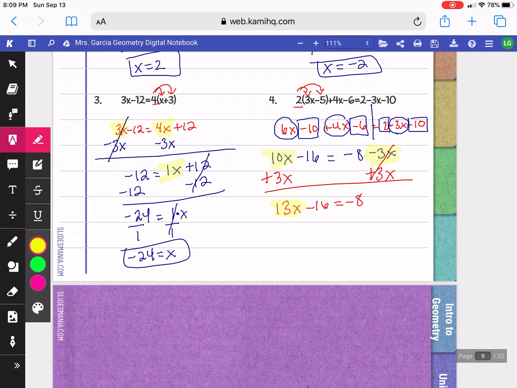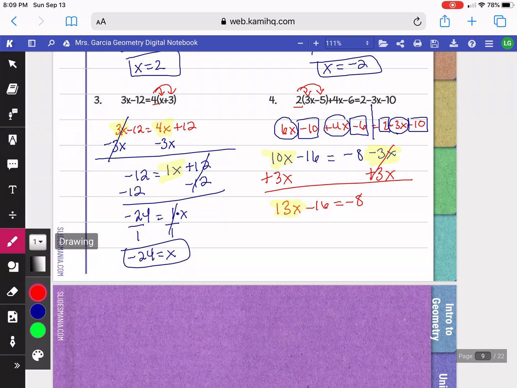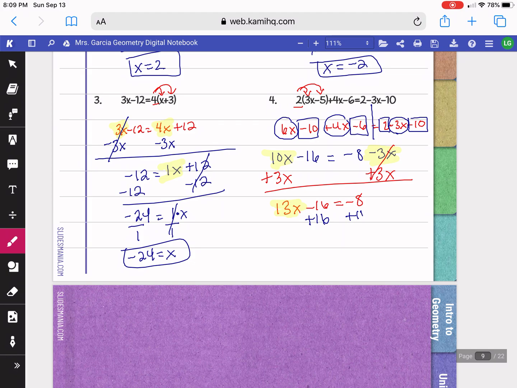Now I can see that 13 is attached to the x. So I need to undo the minus 16. And I would do that by adding 16 to each side. Then I'm left with 13x equals negative 8 plus 16 is positive 8. And on my last step, the opposite of multiplying 13 would be to divide 13. 8 cannot be divided by 13 and get a whole number, so I'm going to leave my answer as a fraction. So my answer for x would be 8 over 13.